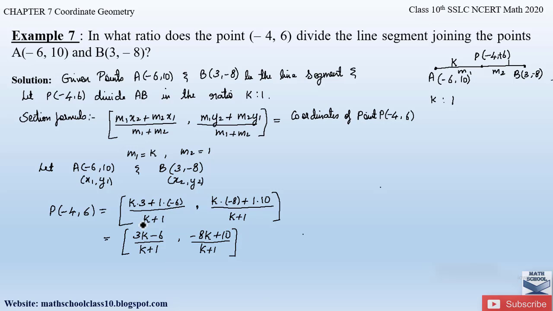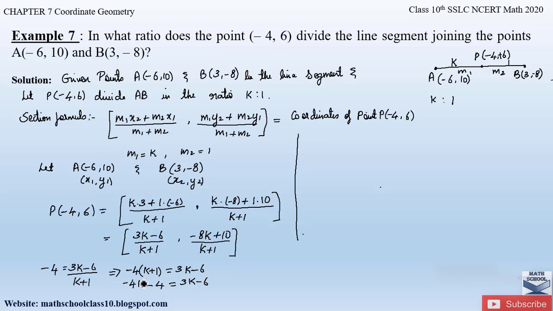Let us equate x coordinate part to -4 and y coordinate part to 6. In both the cases we will obtain the K value which will be same, right? So let us equate -4 is equal to 3K - 6 divided by K plus 1. Cross multiplying you will get -4 into K plus 1 is equal to 3K minus 6. Opening the bracket, minus 4 into k will be minus 4k, minus 4 into plus 1 will be minus 4, equal to 3k minus 6.